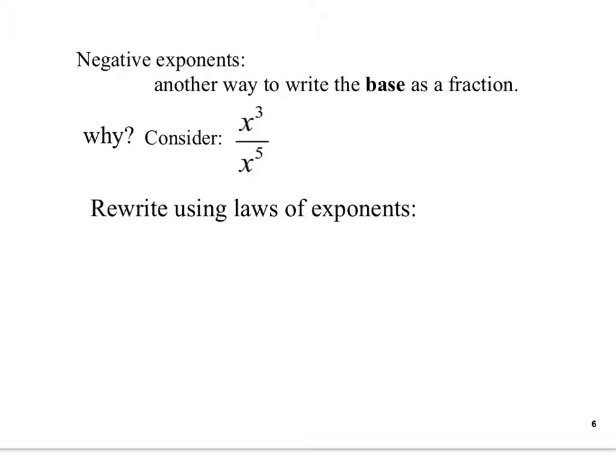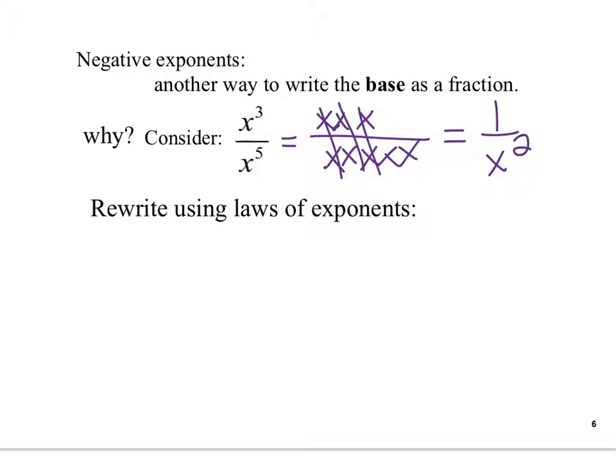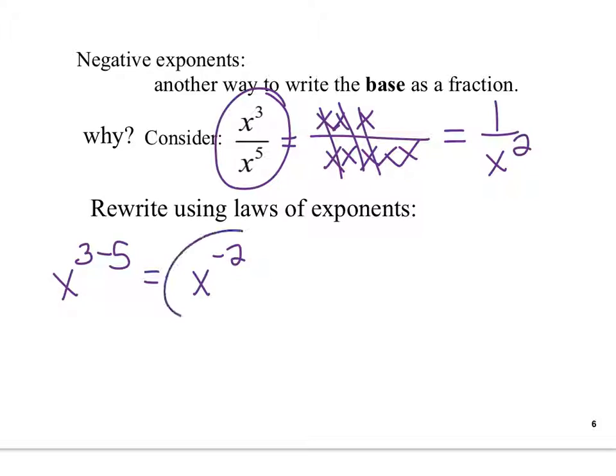All right, here we have negative exponents. It's another way to write the base as a fraction. Well, okay, so here it goes. If I were to reduce this, you have 3 x's. Here you have 5 x's. These cancel out. I'm left with 1 over x squared. If I rewrite it using my laws of exponents, I divide here, I'm left with x to the negative 2. Remember, it's x, the first one, the top one, minus the bottom one. So x to the negative 2 power is the same as that guy.